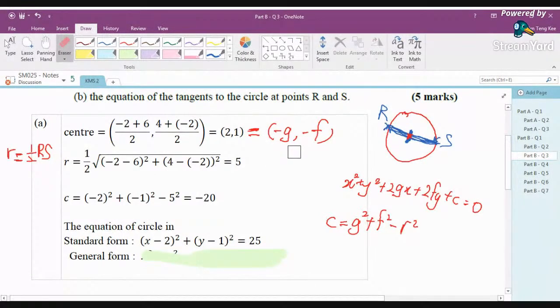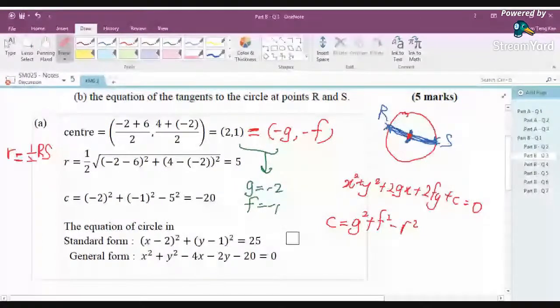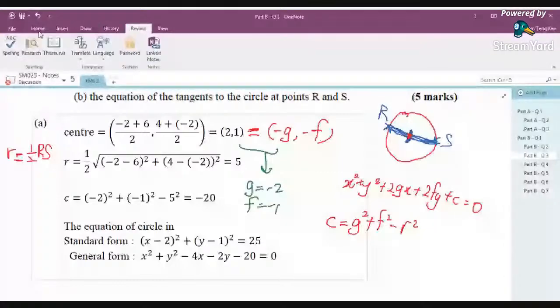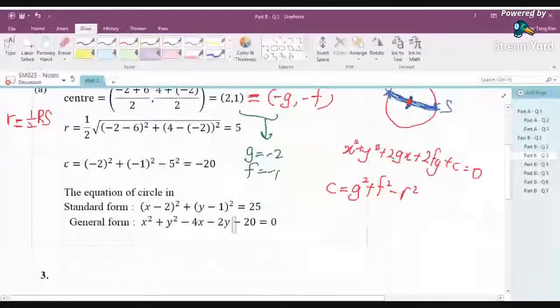Here is the information, my g and f, which I write down for better reference. From the comparison, g is -2, f is -1. So I can get my general equation, substituting according to this formula, as the following answer. This is your 2 times g, 2 times f. So this is one of the ways.